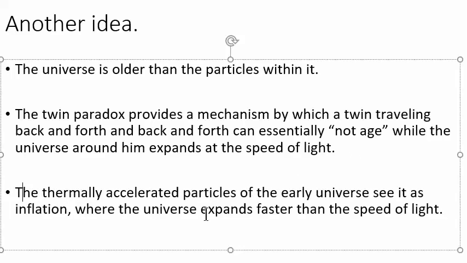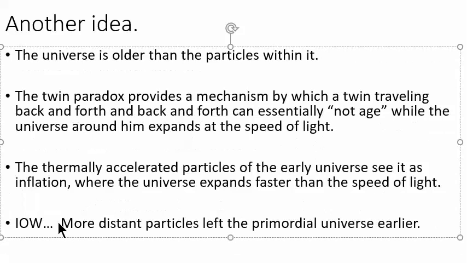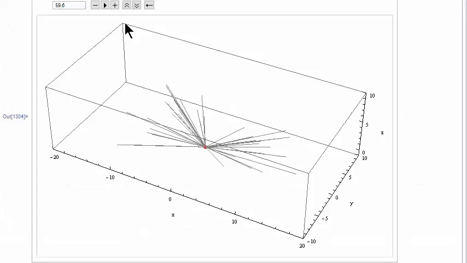The thermally accelerated particles of the early universe see it as inflation, where the universe expands faster than the speed of light. But to put that in other words, more distant particles left the primordial universe earlier. The distant particles left, and then more nearby ones, consecutively more nearby particles left.